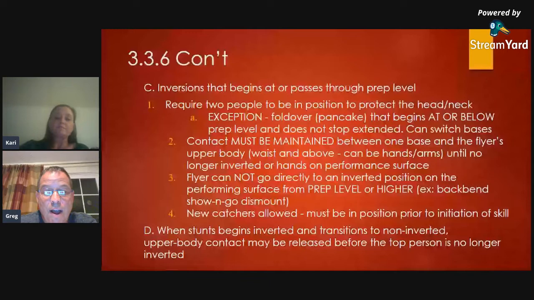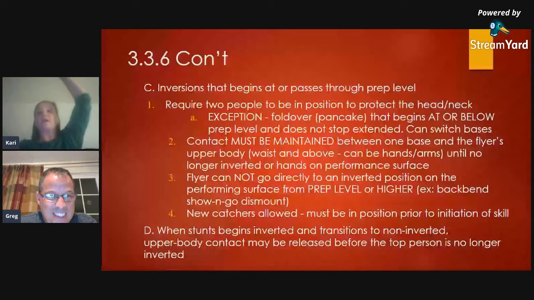I was just going to say the back bend show and go, we saw this a lot last year. That's when they think that they're staying below prep level. But what they do is they're in a prep or a one or two foot stunt and they want to back walk over out. So they drop down to a squish and then the one base lifts up and they actually go through the extended pass through prep level above. And then the flyer goes to the back bend on the ground.